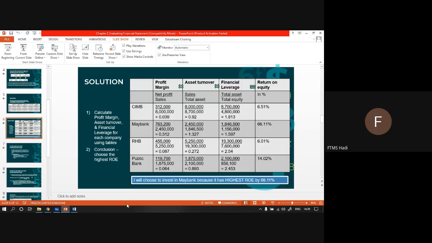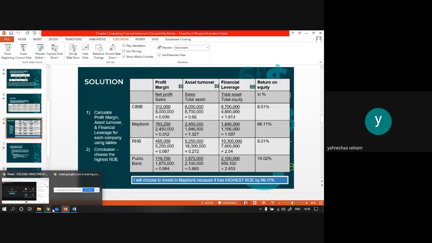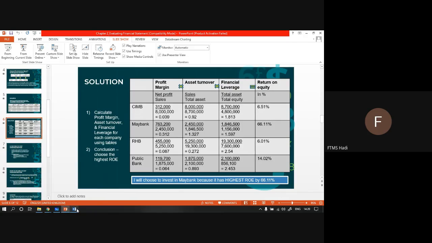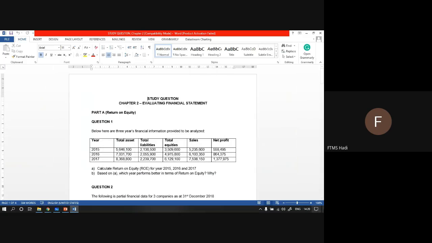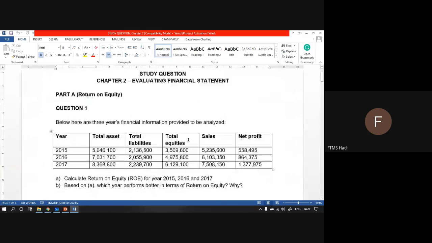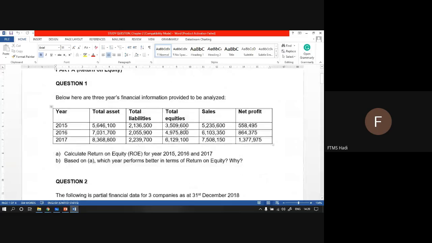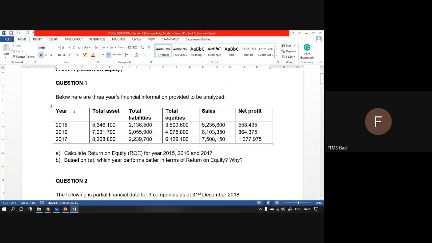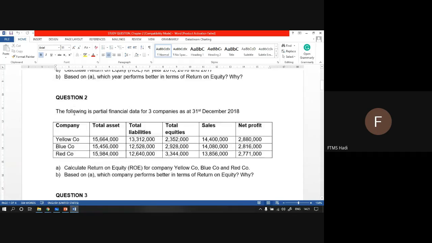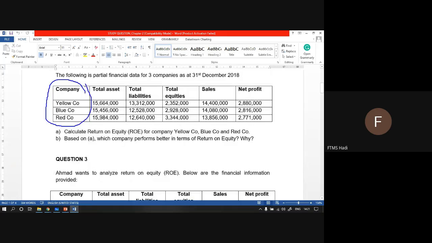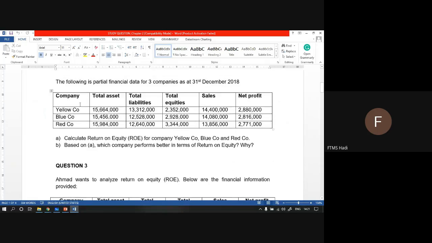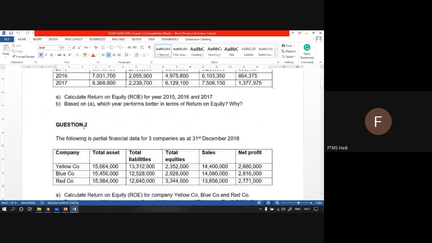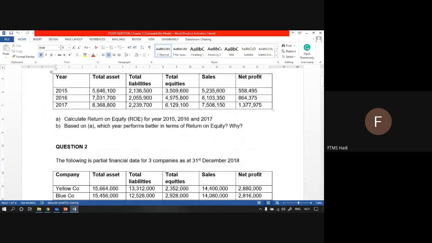Don't worry, I will demo the study question to you. Let's have a look at question number 1. But before that, just to let you know, sometimes the data can be given by year because you need to compare by year. Sometimes they can give companies, so you will choose the best company and also the best year. The calculation is similar, so you just follow the process.